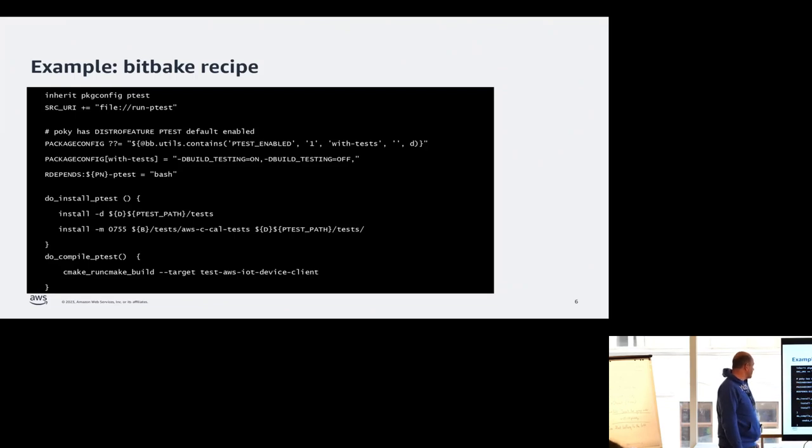Poky, that reference distro, already has the distro feature ptest enabled by default. And what we do in our packages, what I kind of like, is to build the testing only when needed. It depends on what you're building and what you're testing, but you can do something like this. If ptest is enabled, there is a package config, and it will enable that package config and build with testing on, otherwise not. So if you don't enable that, it will not build with those parameters.